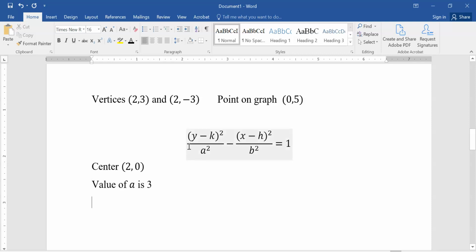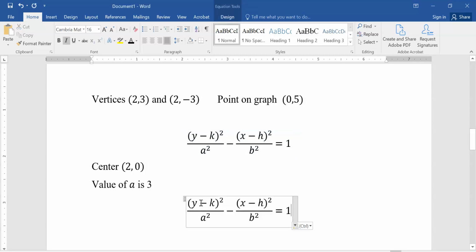All right, so what we have so far is we have a center and a value of a. So y minus 0, x minus 2, and then we have a value of a is 3. So let's replace that a with a 3.